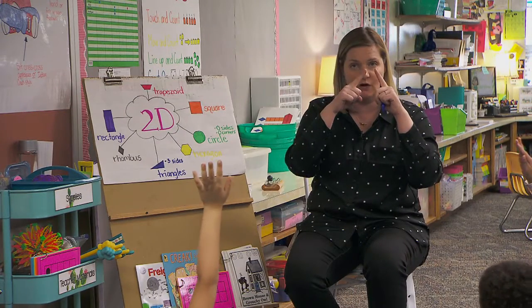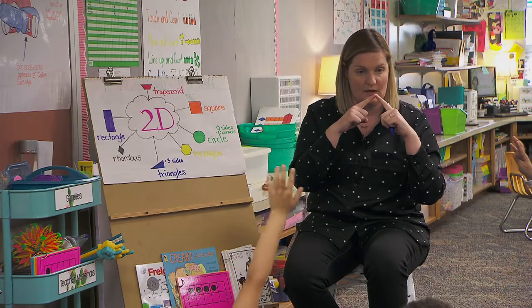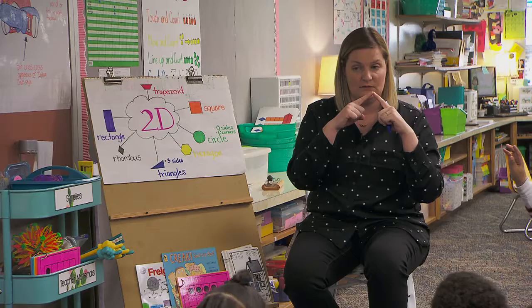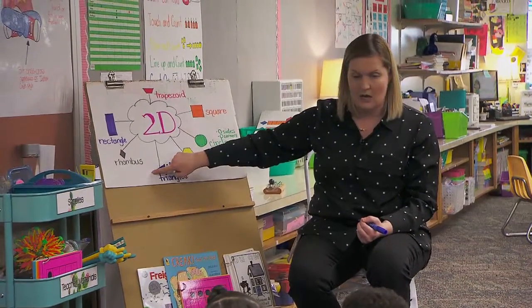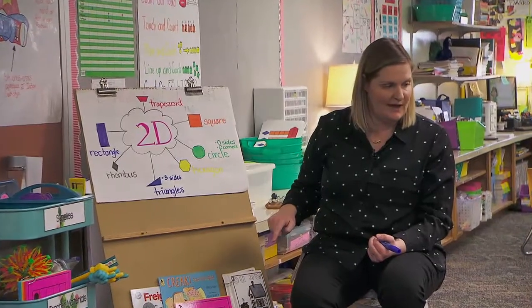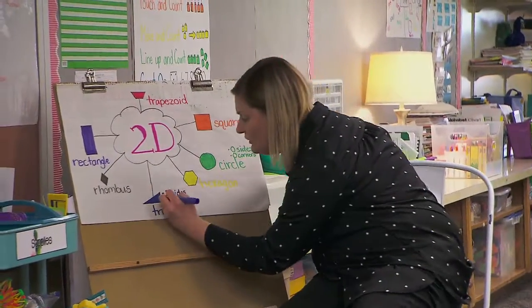Remember, the corners are where the sides come together. Can you guys count them with me on our chart? Are you ready? Okay, let's count. 1, 2, 3. So how many corners does it have? 3. It has 3, that's right. So it has 3 corners too.